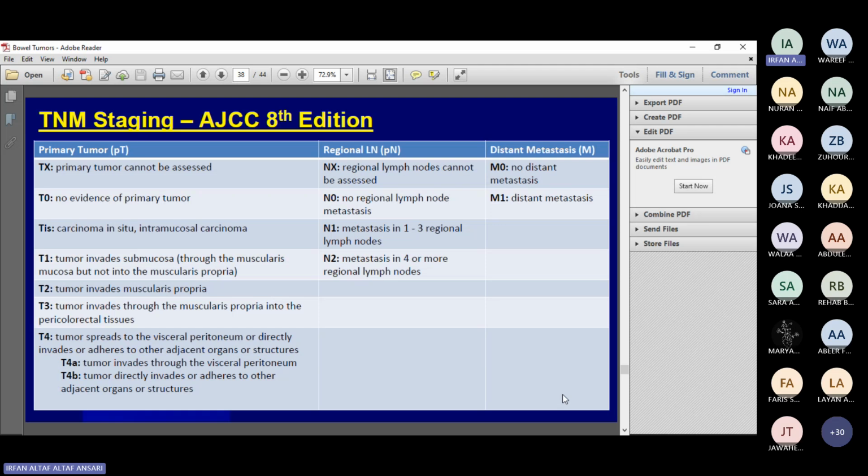Now we go to the TNM staging, like the American Joint Committee on Cancer 8th edition, where you say that TX: primary tumor cannot be assessed. T0: no evidence of the primary tumor. TIS: carcinoma in situ or intramucosal carcinoma, only in the mucosa, not gone into the submucosa. T1: tumor invades the submucosa through the muscularis mucosa, but not into the muscularis propria. T2: tumor invades the muscularis propria. T3: tumor invades through the muscularis propria into the pericolorectal tissue.